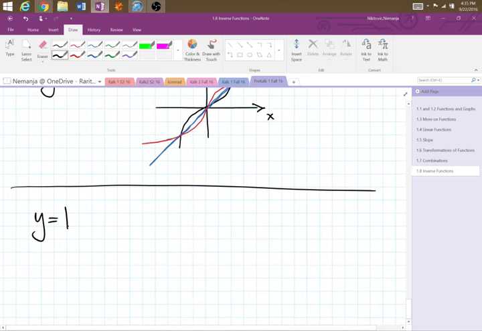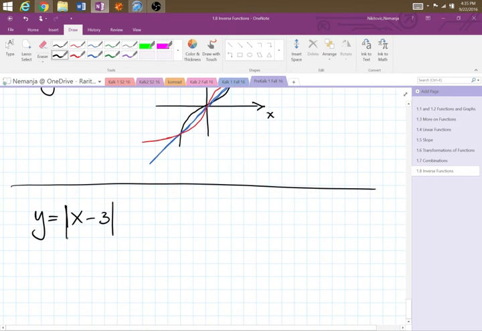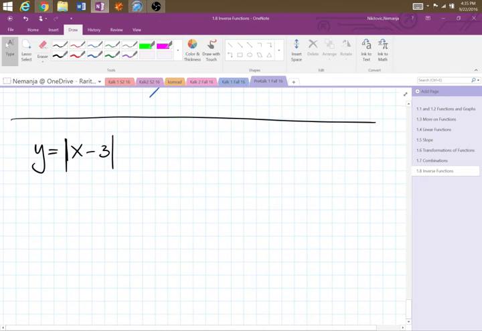So draw the inverse for absolute x. Let's go absolute x minus 3. So draw the inverse for absolute x minus 3. That means you first have to graph absolute x minus 3, and then observe the y equals x line and draw the inverse.